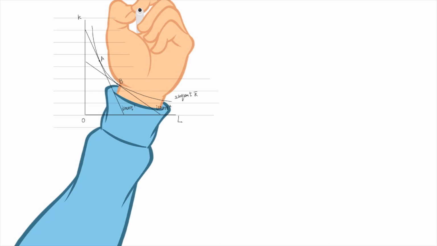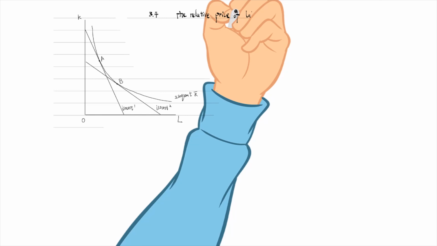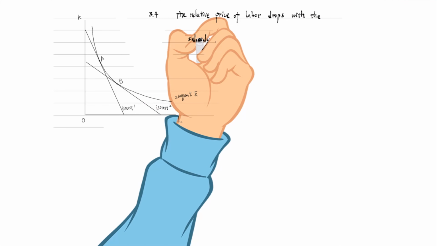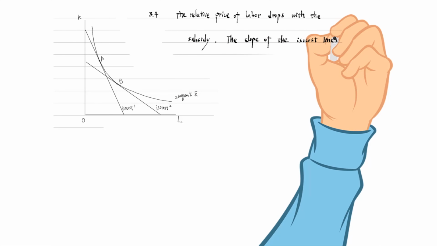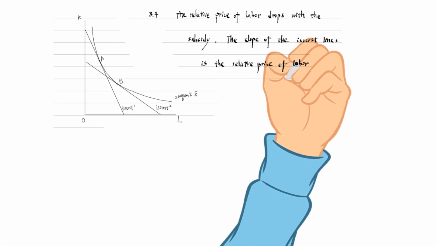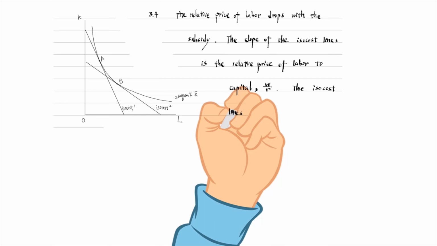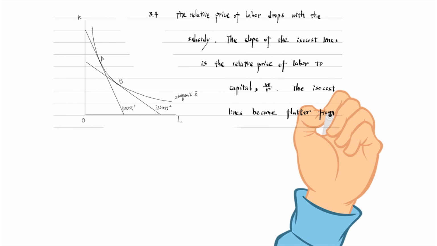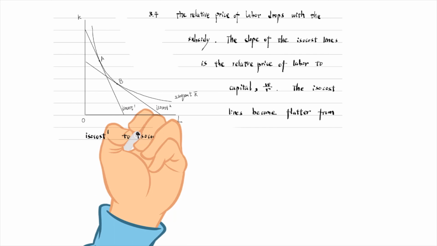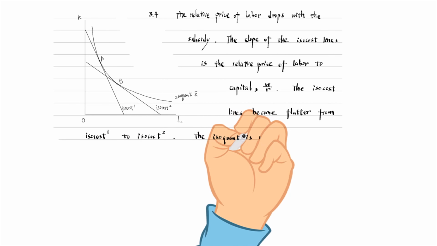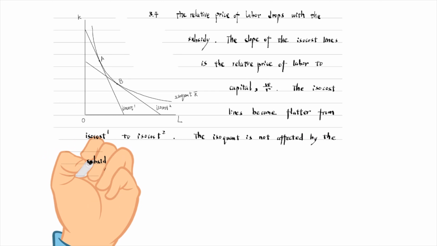After the government subsidizes the cost of workers, the firms can pay the workers a lower wage. The relative price of labor to capital drops with the subsidy on workers' wages. The slope of the isocost lines is the relative price of labor to capital, W over R. The isocost lines become flatter from isocost 1 to isocost 2. The isoquant is not affected by the subsidy.